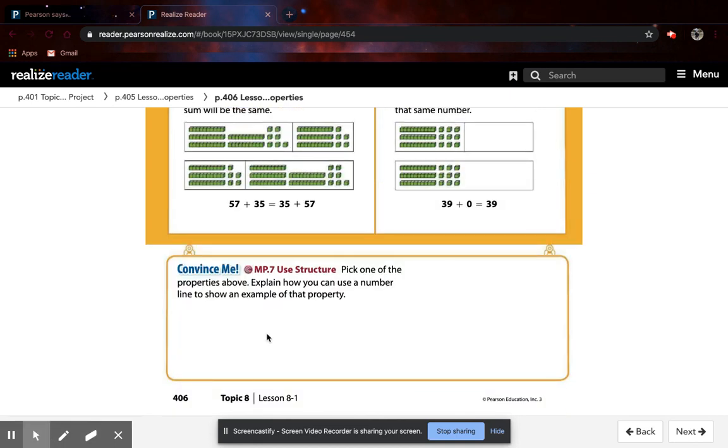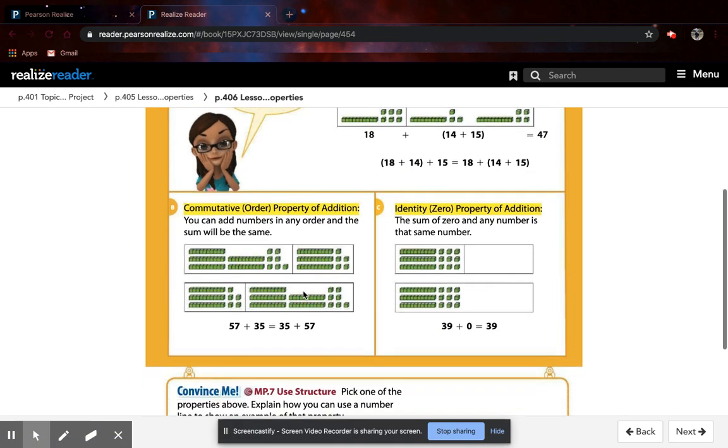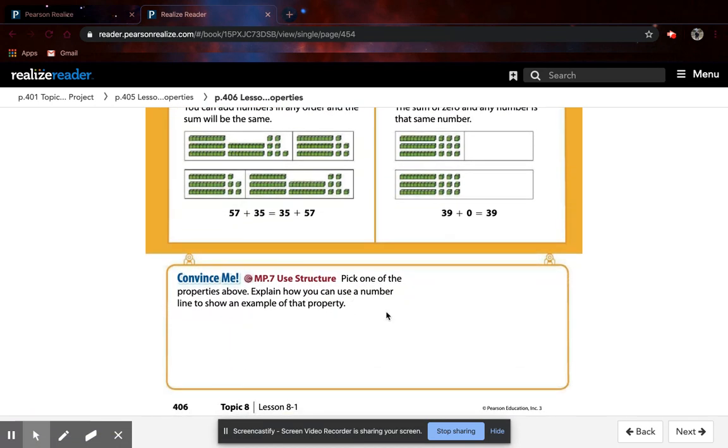The bottom part says, convince me. So use structure. So again, what structure? It's how it's put together. So it says, pick one of the properties above. So either the associative property, the commutative, or the identity property, and explain how you can use a number line to show an example of that property.